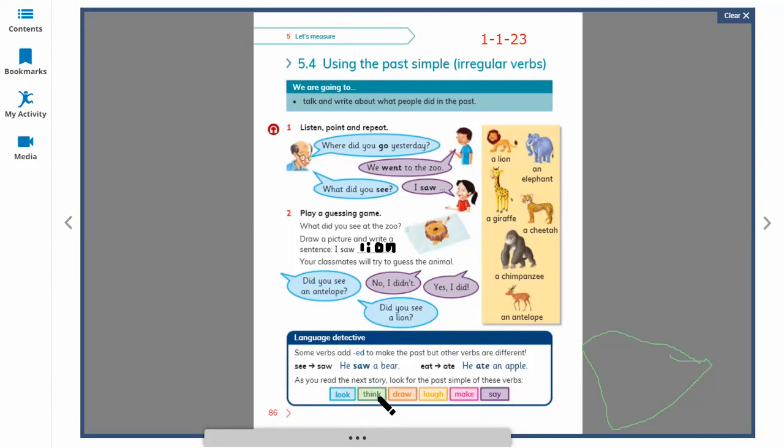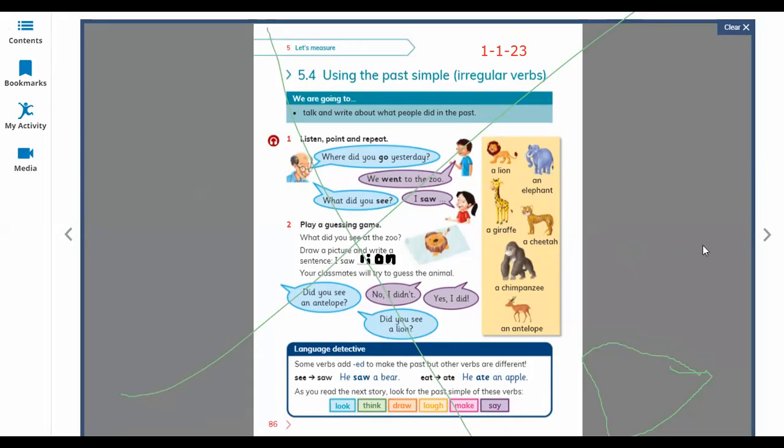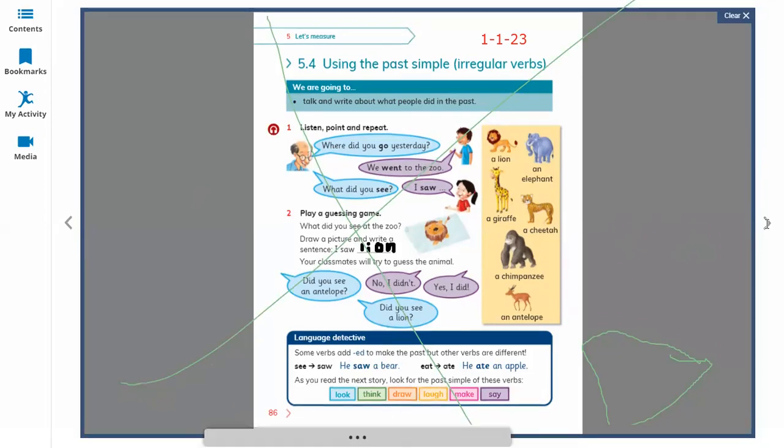As you read the next story, look for the past simple of these verbs: look, think, draw, laugh, make, say. So there is a story on the next page that we are going to study. We are going to see the past forms of these words, and we are going to underline them. Okay, moving on to the next page.